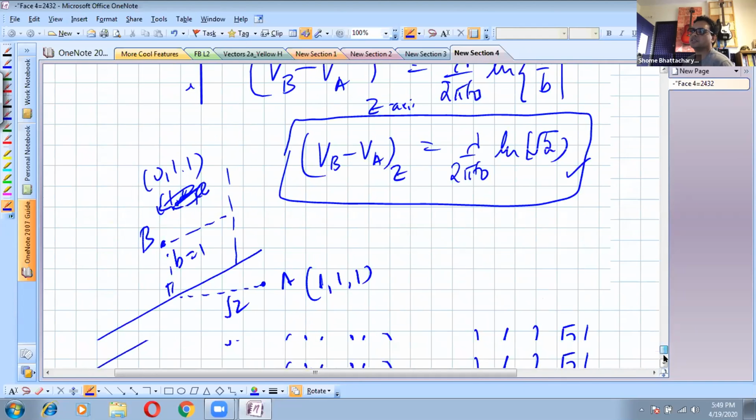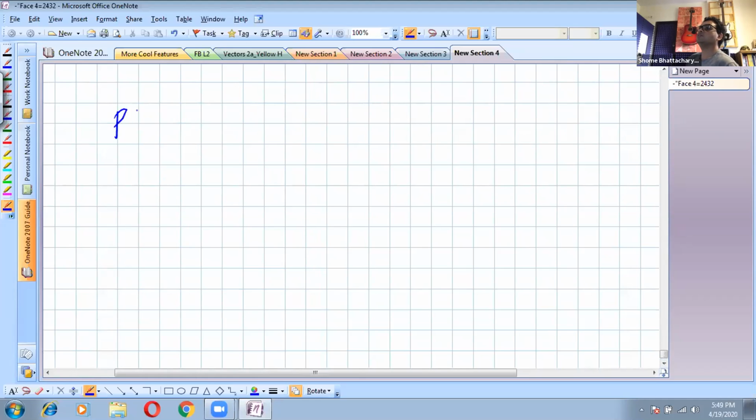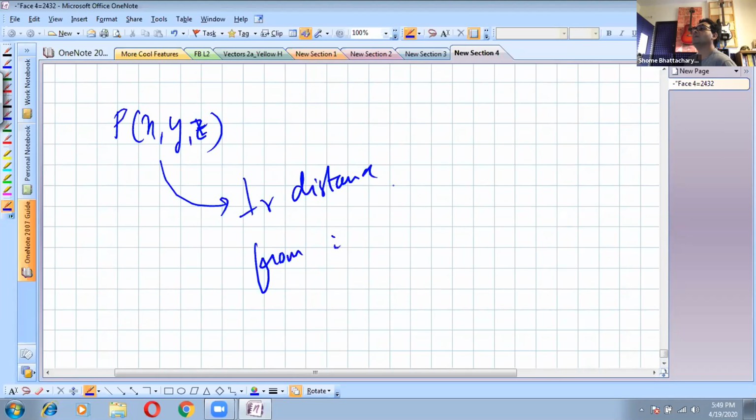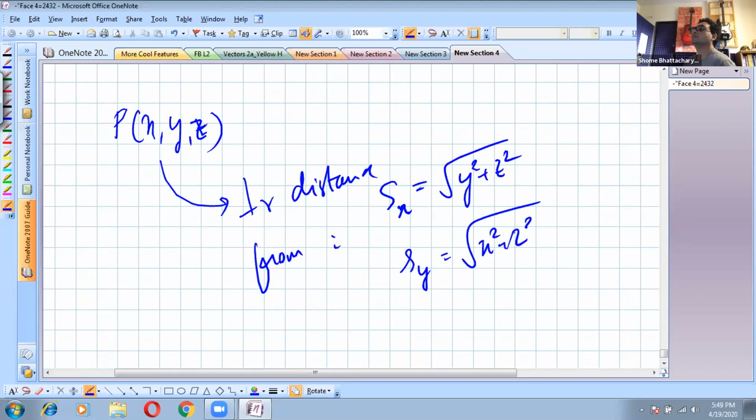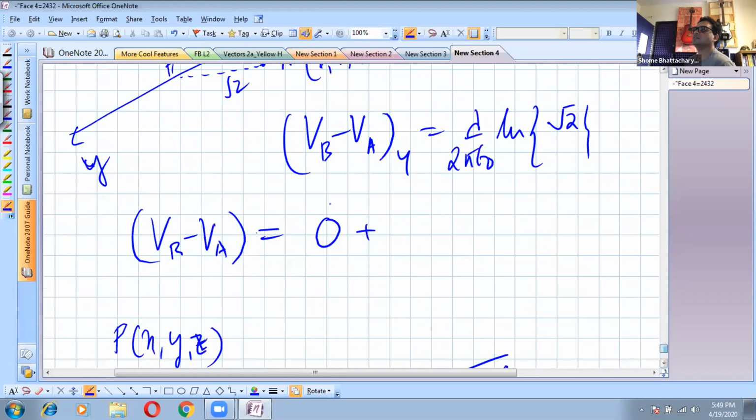You understand? See, the general coordinate geometry we are using: if you have a point P with coordinates x, y, z, what is its perpendicular distance from, let's say, the x-axis? It becomes root of y square plus z square. What is its perpendicular distance from the y-axis? It's root of x square plus z square. And from the z-axis, it becomes root of x square plus y square. So just using this general principle, you'll realize that because of the x-axis charge, there's no potential difference created. But these two are creating the same.